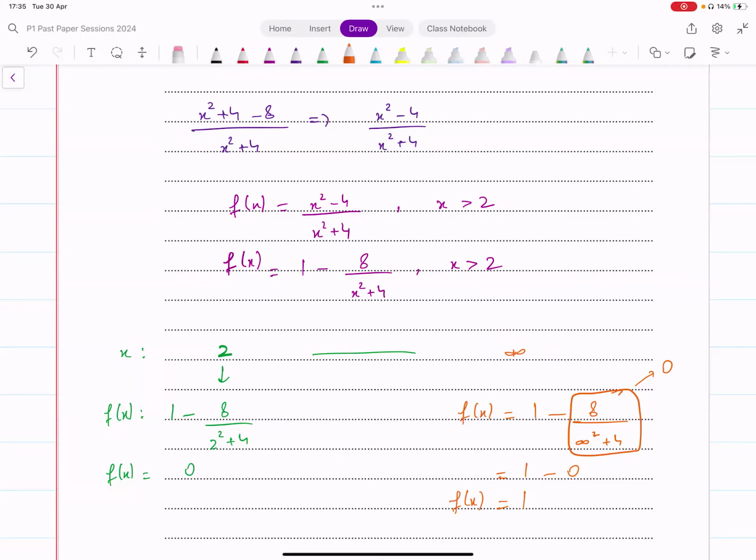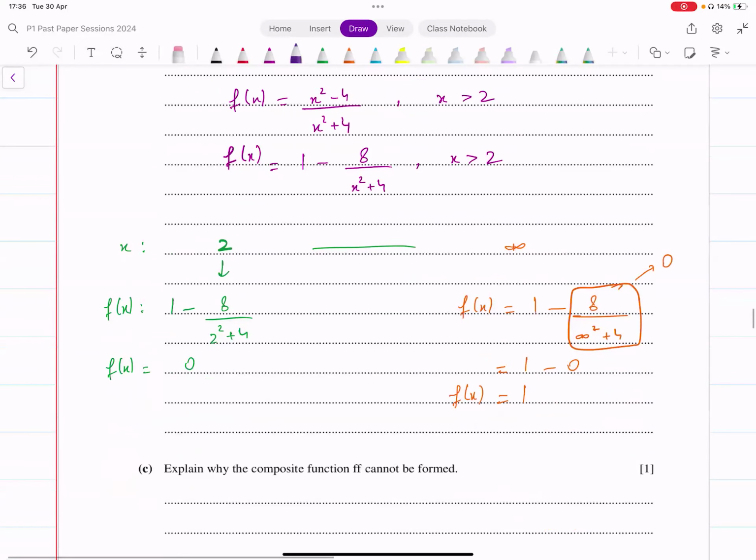So one extreme point for f of x is 0, and the other extreme point for f of x is 1. So what do we say about the range now? We say the range of the function f of x is between 0 and 1. That is the range of the function. You can say y is between 0 and 1, or you can say f of x is between 0 and 1. Both of them will be acceptable.